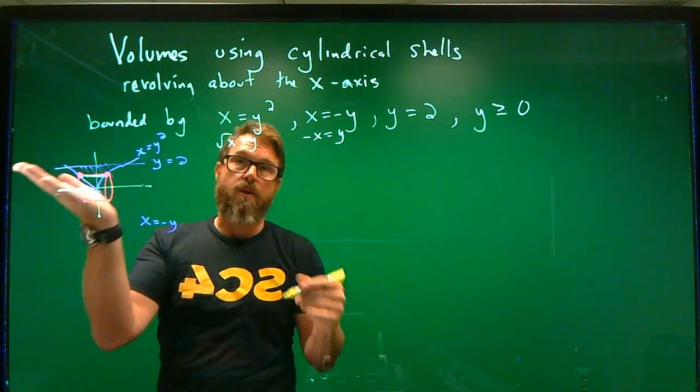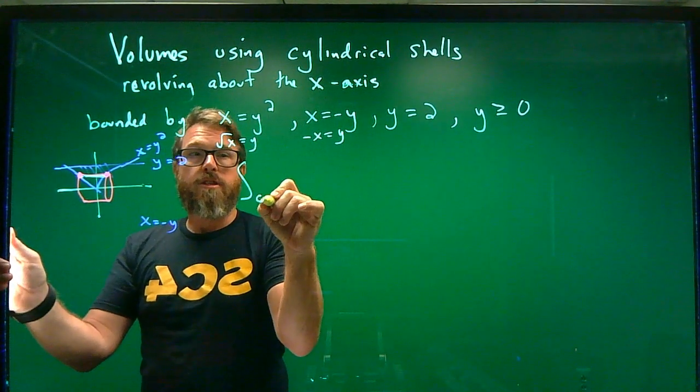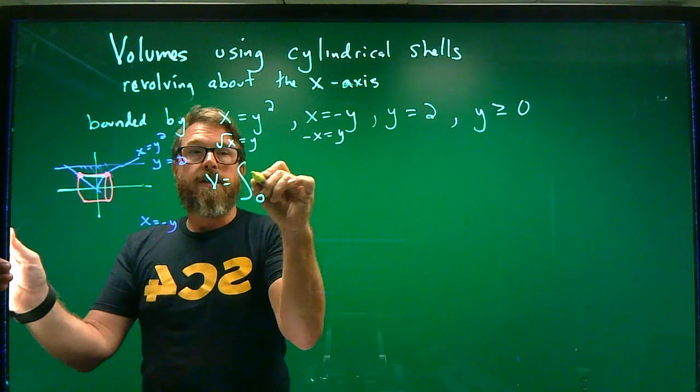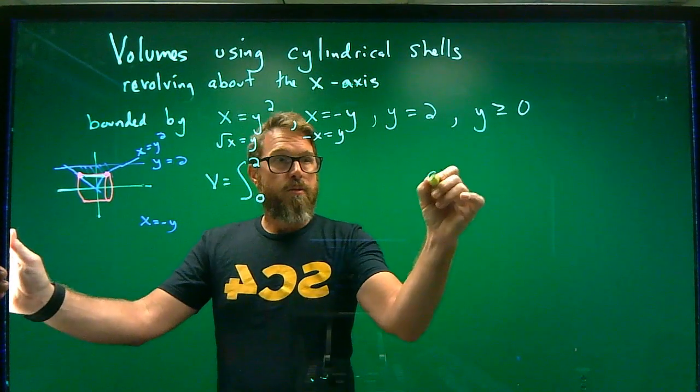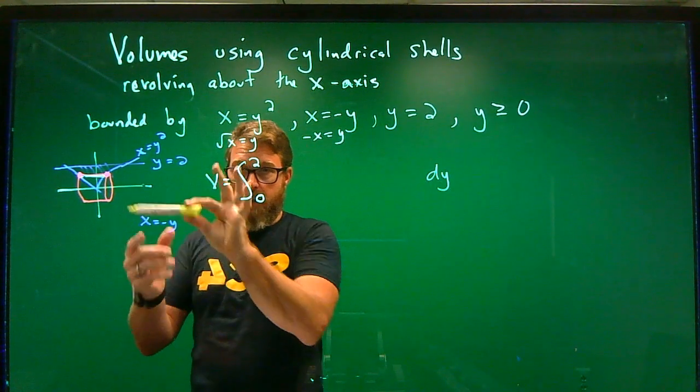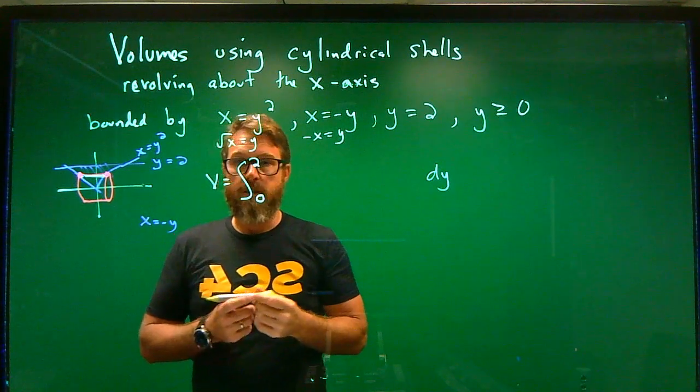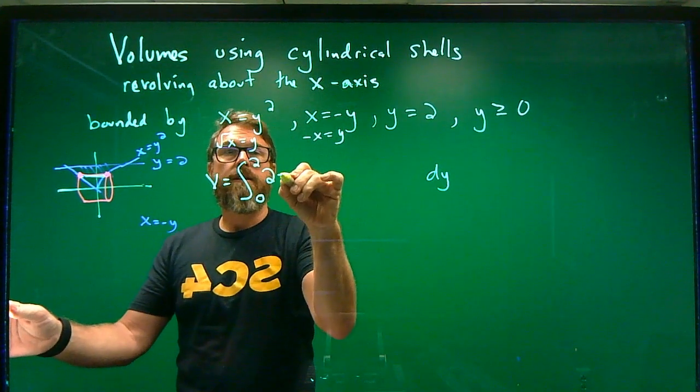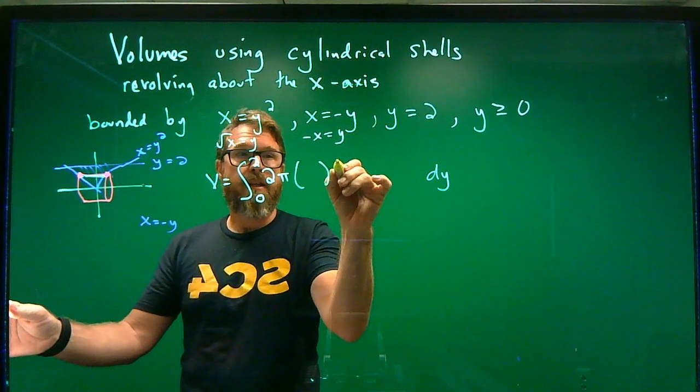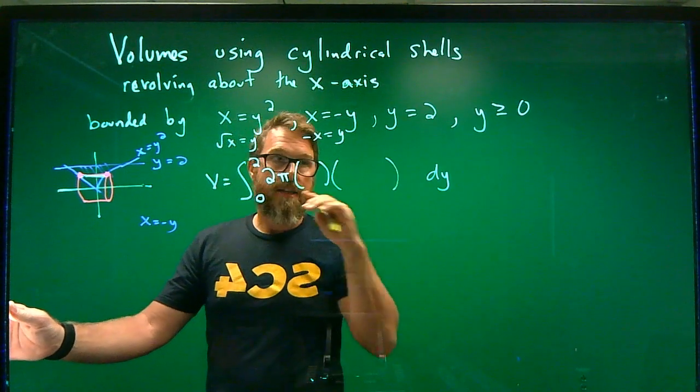So I can see I'm integrating with respect to y. So this is the integral from, let's say volume, is integrated from 0 to 2, dy over here, because I can see that that thing is sliding in this direction. 2 pi times the radius, and then times the height. Height, again, is kind of the low-hanging fruit.